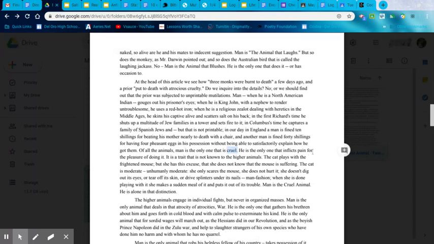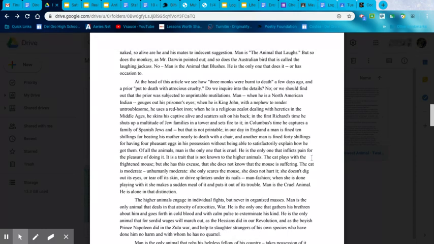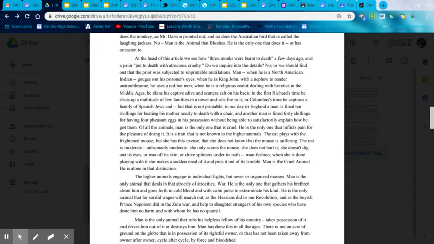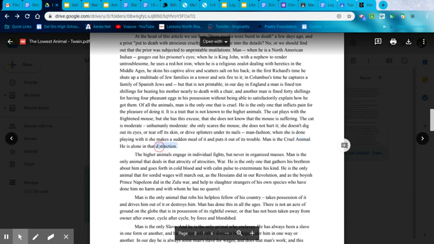He's the only one that inflicts pain for the pleasure of doing it. It is a trait that is not known to the higher animals. The cat plays with the frightened mouse, but she has this excuse, that she does not know that the mouse is suffering. The cat is moderate, unhumanly moderate. She only scares the mouse. She does not hurt it. She doesn't gouge out its eyes or tear off its skin or drive splinters under its nails, man fashion. When she is done playing with it, she makes a sudden meal of it and puts it out of its trouble. Man is the cruel animal. He alone has that distinction.